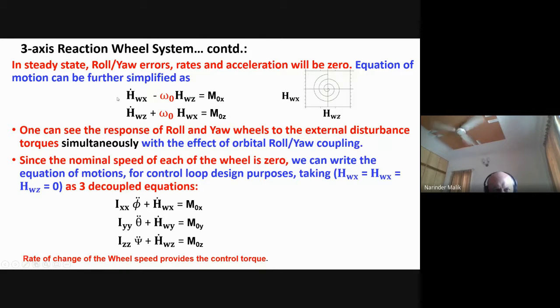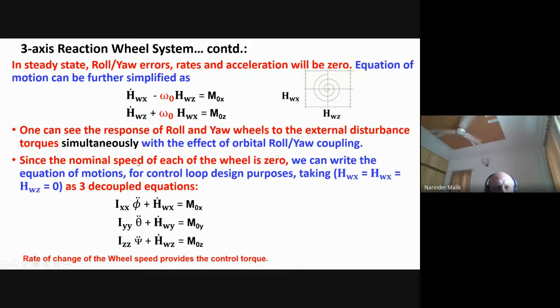Now when you simplify this, you will find the roll yaw speeds, which is h_wx, because of this disturbance, will show a growing sinusoidal behavior. Earlier there were no wheels and the error was going like that. Now the error is being absorbed in the wheels, and the wheel speeds are behaving in the same manner. Everything is the same. Here you can see the behavior of the wheel speed due to disturbance torque, showing the effect of roll yaw coupling.